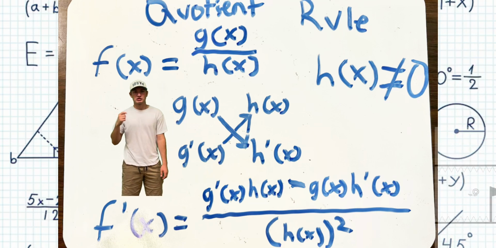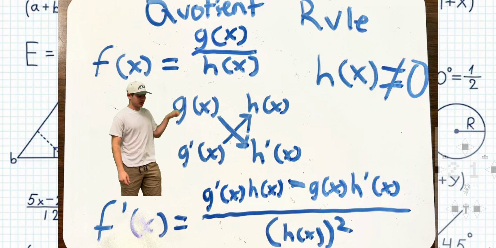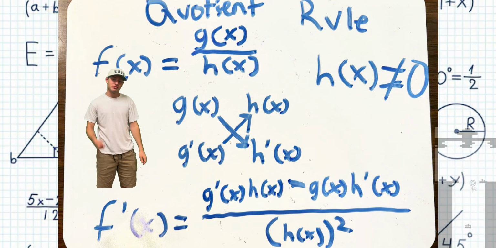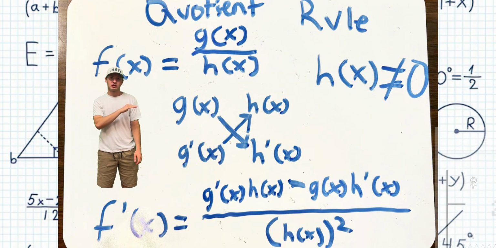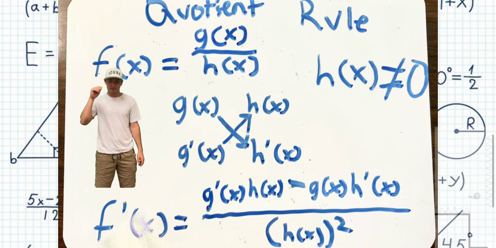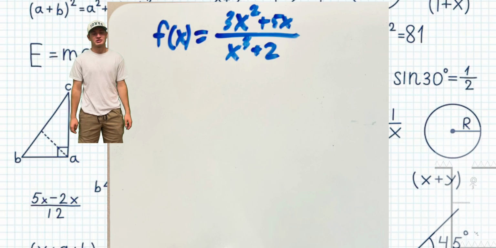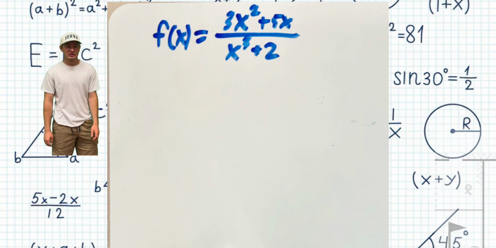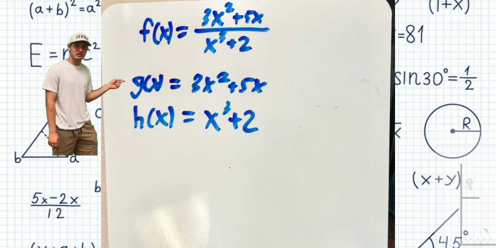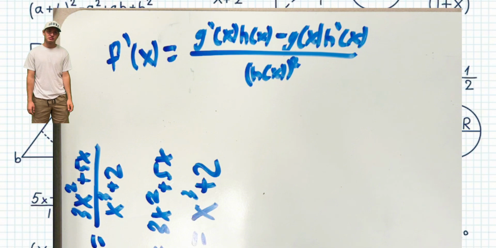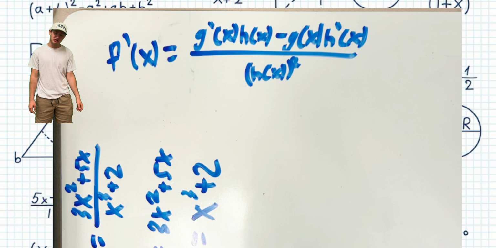You can use the chart once more to take the derivatives, so g of x, g prime of x, h of x, h prime of x. You multiply going up and then subtract going down, and then again you just put the whole thing over h of x squared. In this problem, we're given f of x equals 3x squared plus 5x over x cubed plus 2. So we can split the function into g of x, the top, and h of x, the bottom. Then we use the equation f prime of x equals g prime of x times h of x minus h prime of x times g of x, all over h of x squared.